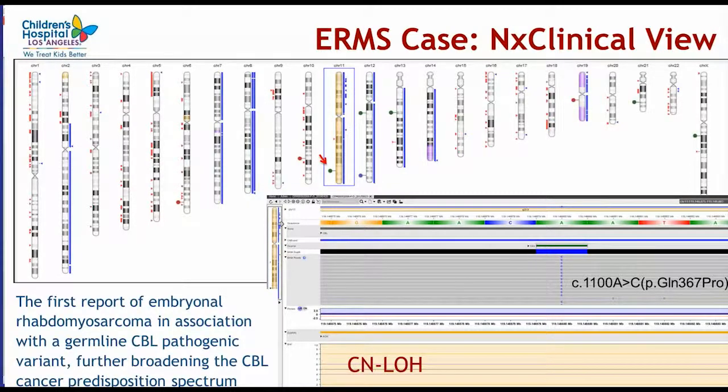But then the presence of these additional events suggests that this is most likely a functionally important variant in the tumor. And so this allowed my colleague to propose that there is probably an association between germline CBL pathogenic variants and solid tumors, specifically rhabdomyosarcoma. And this would further broaden the spectrum of CBL cancer predisposition and maybe warrant watching these patients for solid tumors, not just JMML. And there were some additional papers published subsequently that also suggest that there is a risk of solid tumors.